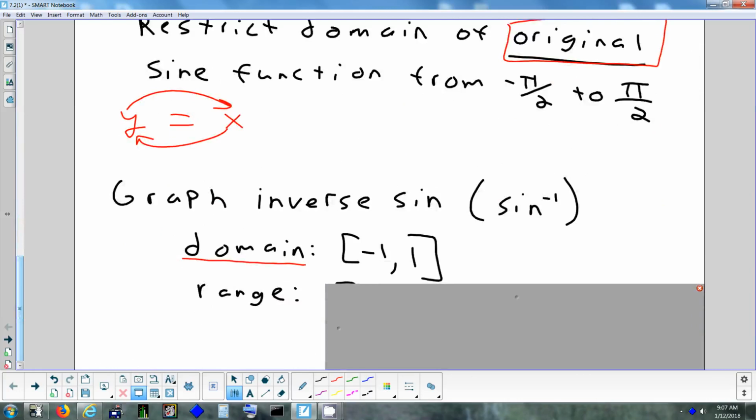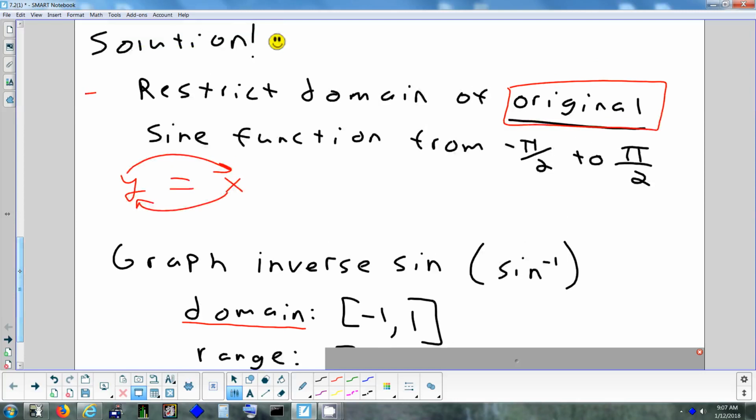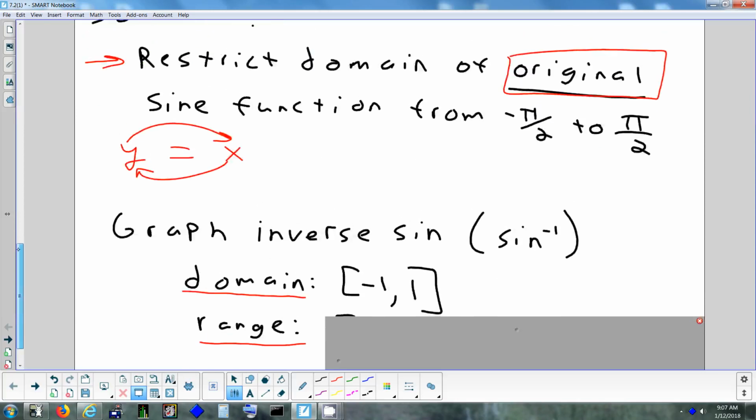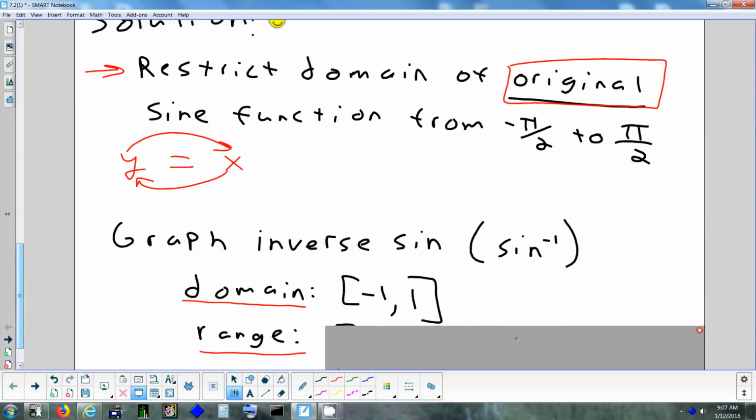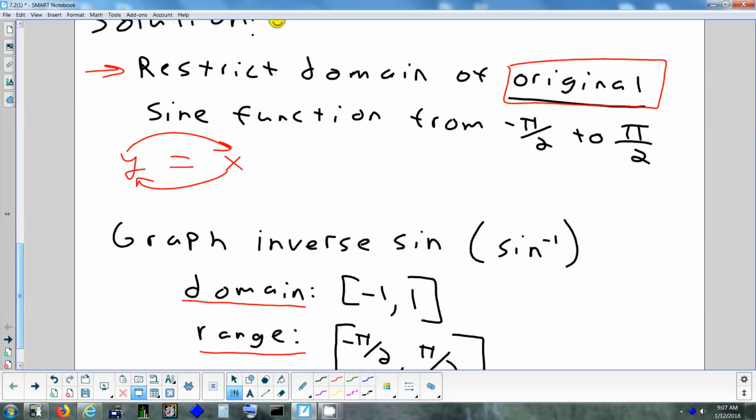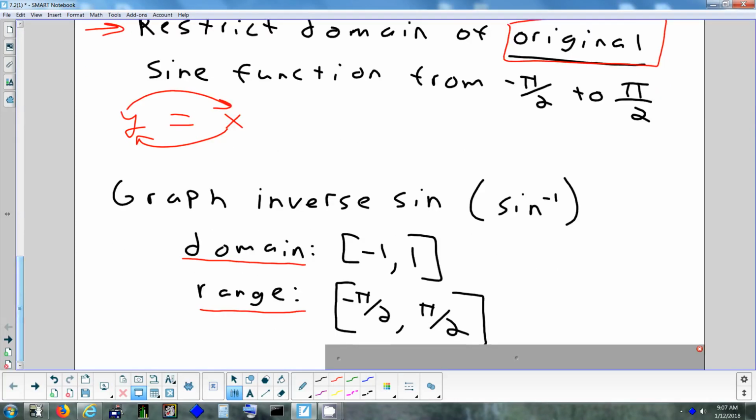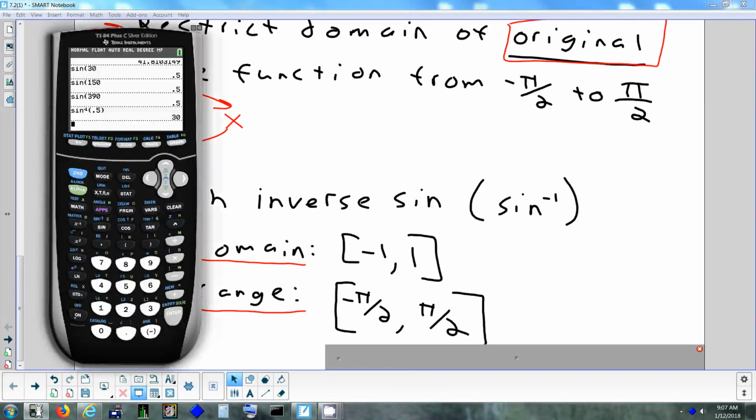Okay. Now let's go back and look at the original, and let's look at the domain. Well, we just said something about the domain of the original right there. The domain of the original is -π/2 to π/2. We explained why we have to do that. So what is this domain going to become in the inverse? And what is that going to be? It's going to be my range. So the domain in the original becomes the range in the inverse. Okay. Let's graph inverse sine and see what it looks like.